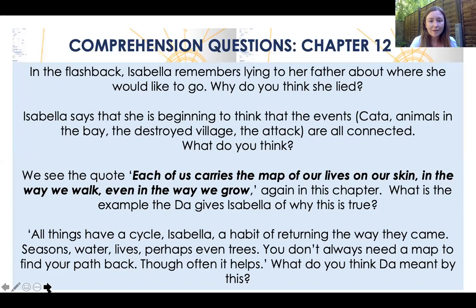Isabella says that she's beginning to think that the events, the animals in the bay, the destroyed village, the attack, are all connected. What do you think, and what do you think the significance of this is?